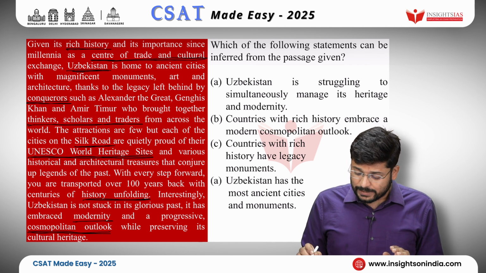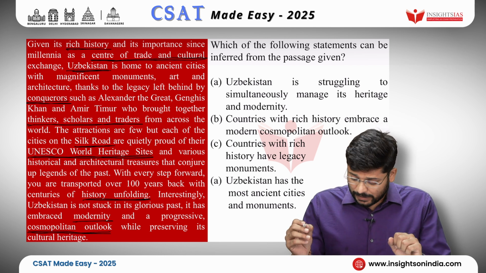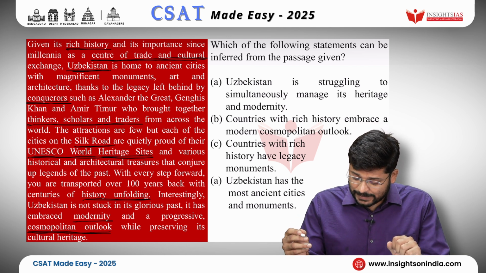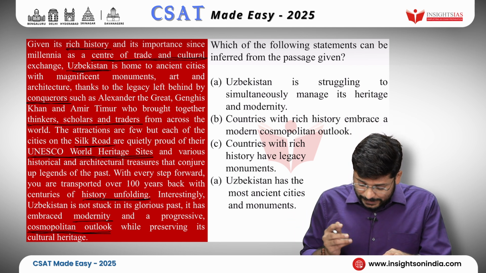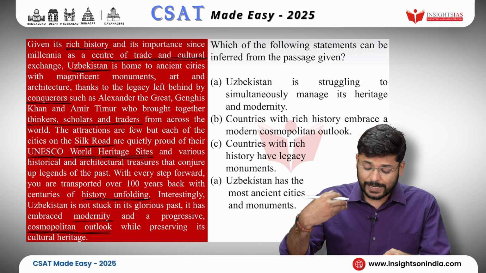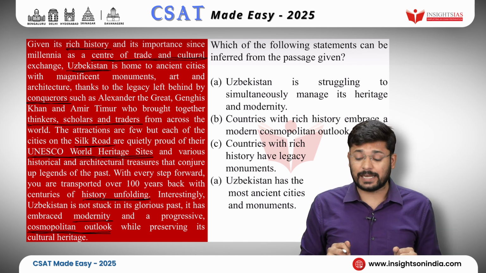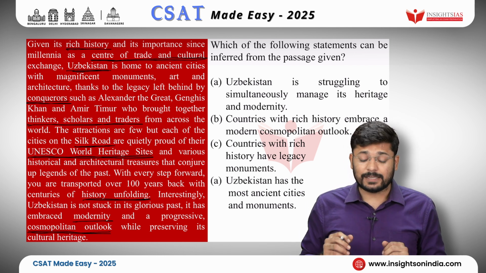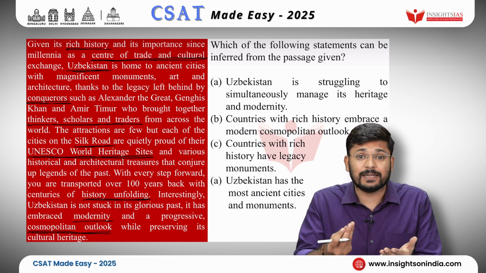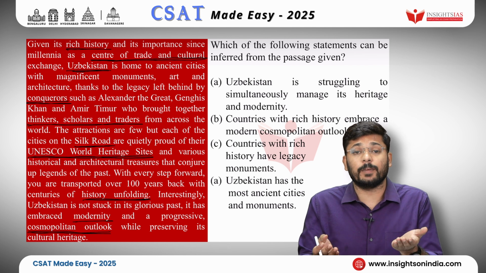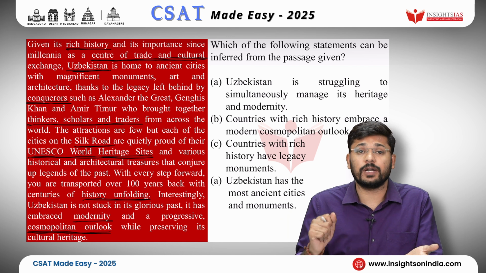Which of the following statements can be inferred from the passage given? Uzbekistan is struggling to simultaneously manage its heritage and modernity. Where is it being talked about? In the last sentence. Uzbekistan is not stuck in its glorious past. It has embraced modernity and a progressive cosmopolitan outlook while preserving its cultural heritage. The passage gives an impression that Uzbekistan is doing a fine job balancing both its cultural heritage and history and also its modern cosmopolitan outlook.